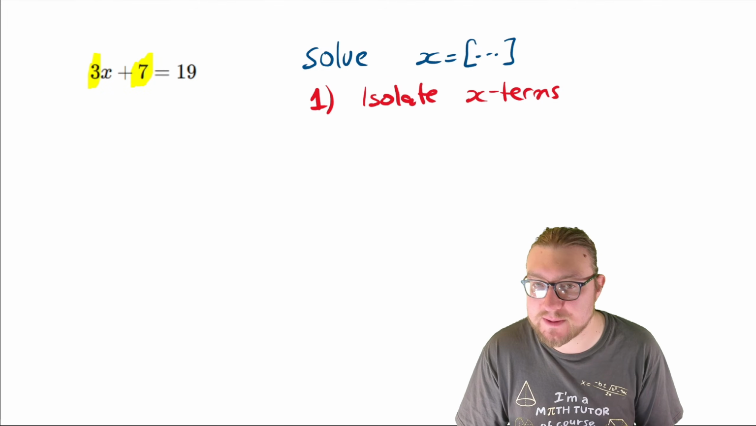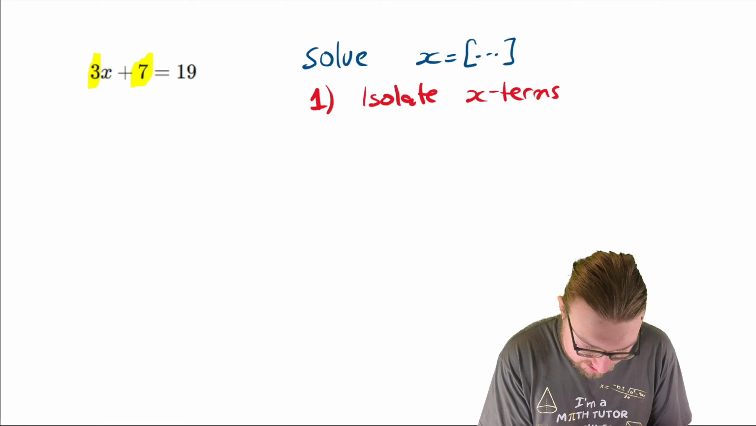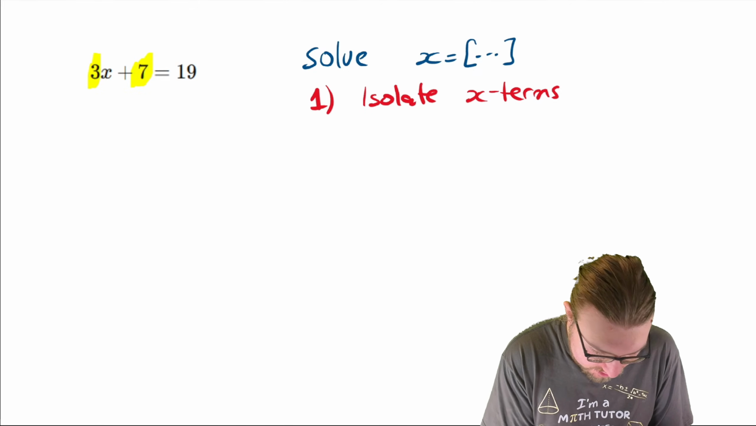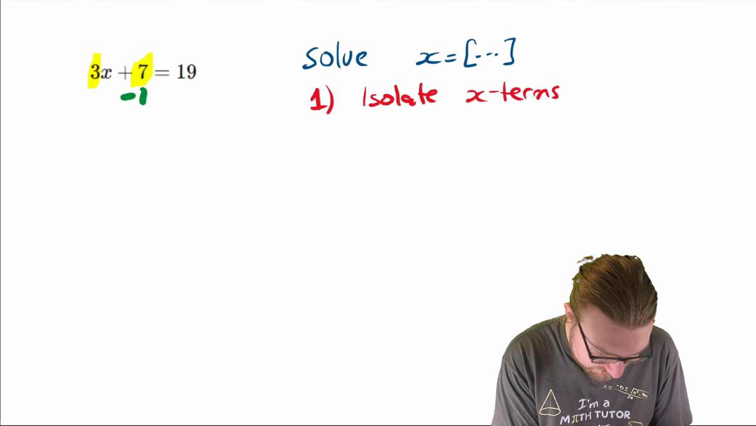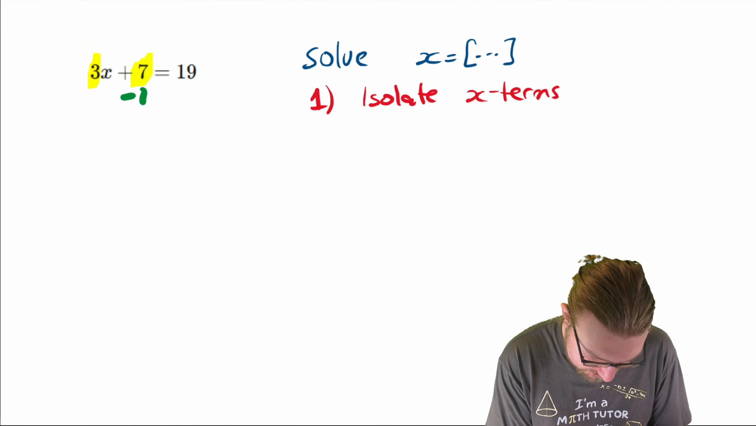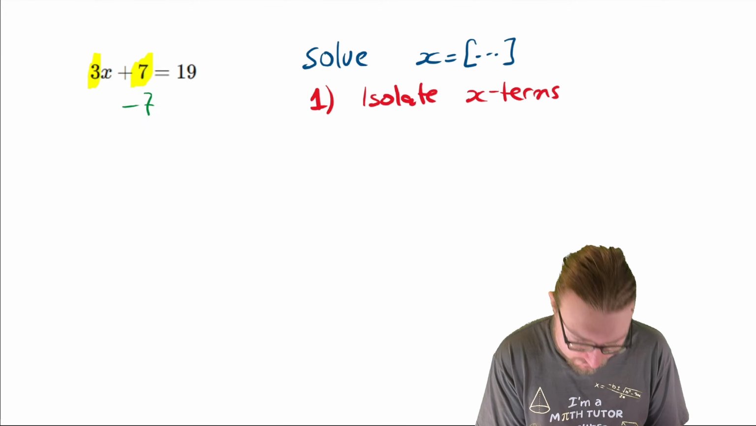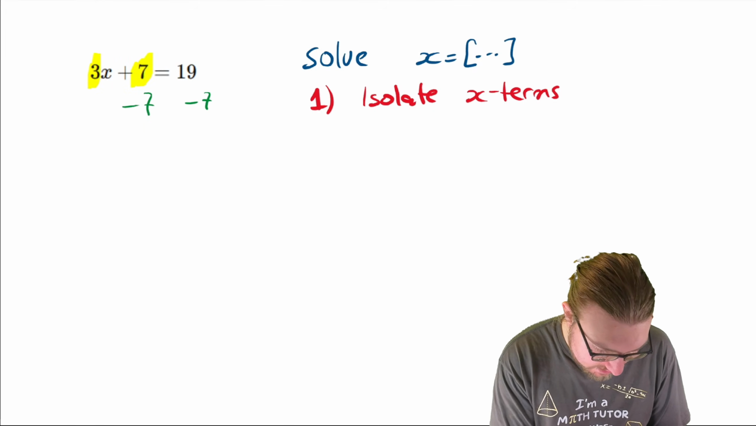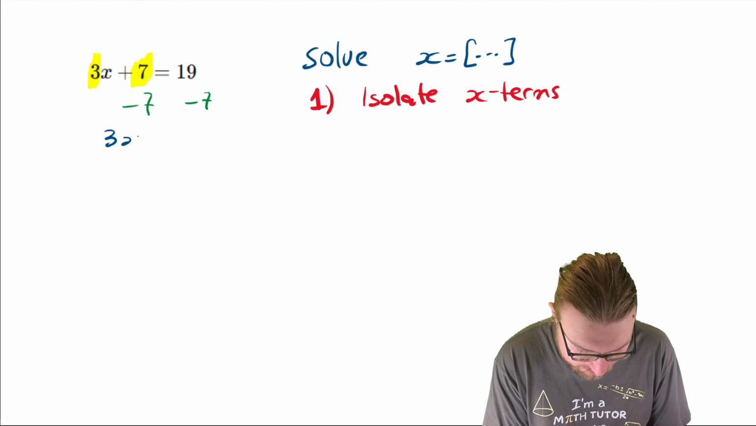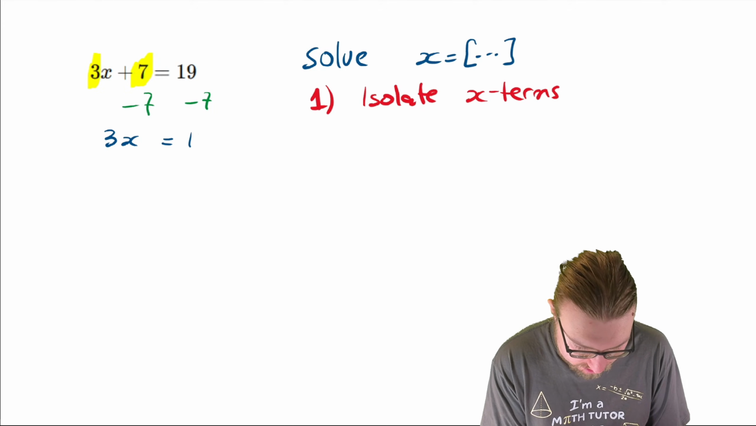So if we do the step over here, the 7 needs to go. It doesn't have an x. So what do we do? The opposite of 7, which is minus 7, but we have to do it on both sides. If we do that, we're going to end up with 3x is equal to 12.